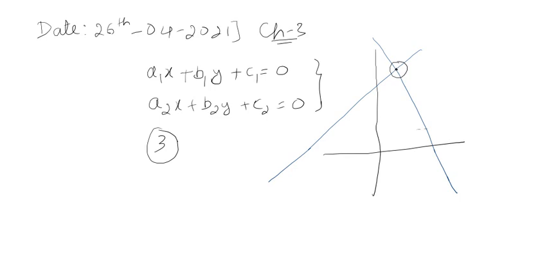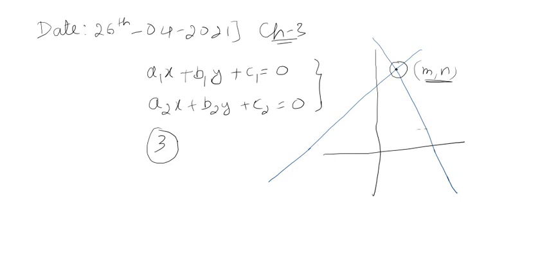Why solution? Let's say this coordinate is m comma n. So if I replace in the first equation all the x and the y with m and n, the left hand side will become 0. Similarly, in the second equation, if I replace x with m and y with n, it also becomes 0, because this point exists in both the lines. It is also present here. So this is the solution for both the lines. So we say it is a common solution for these two equations.